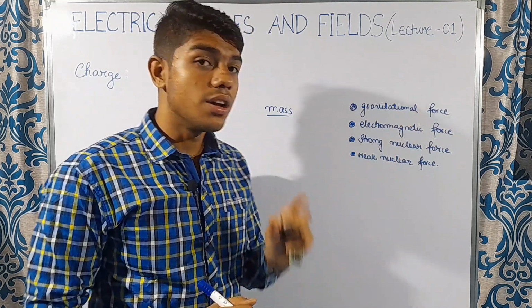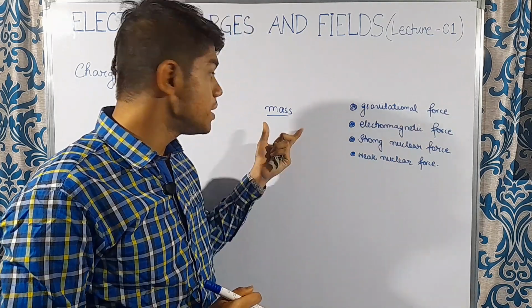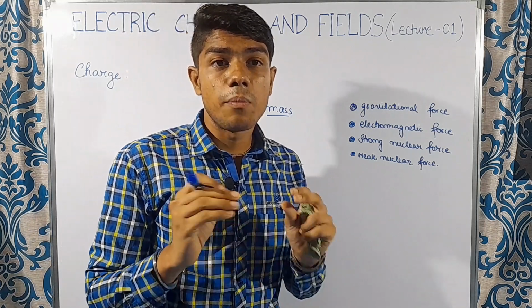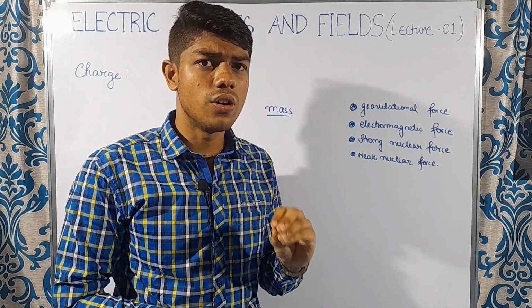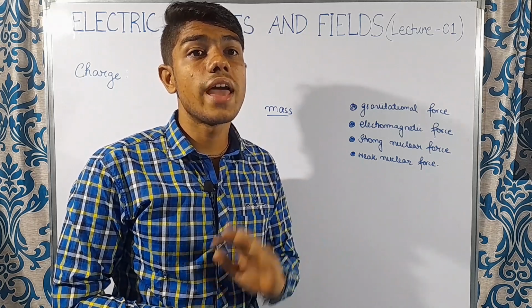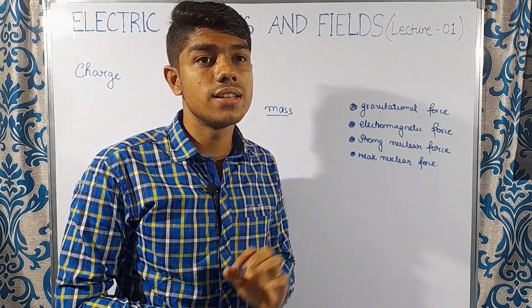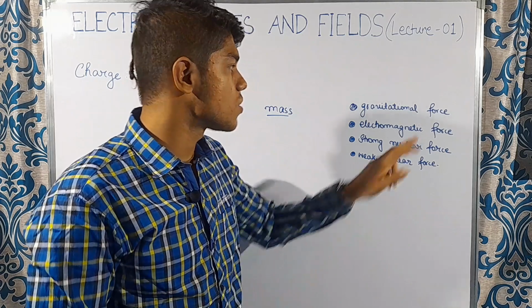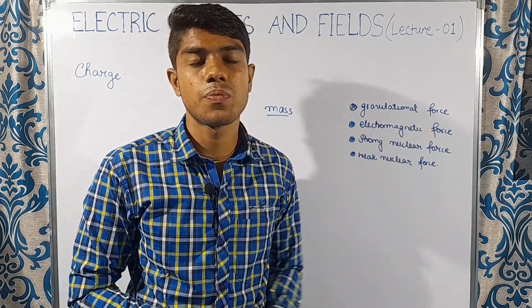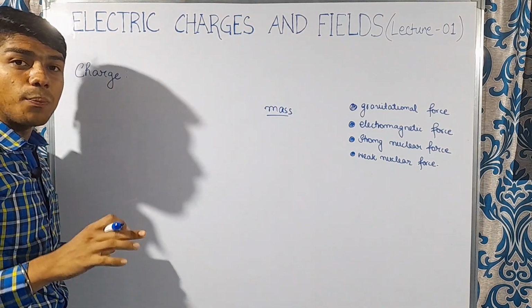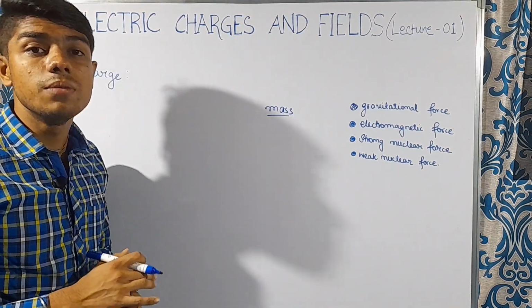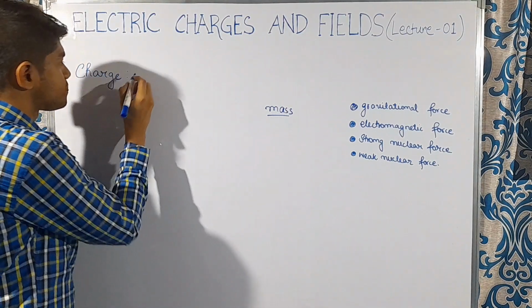So did you understand? Because of the presence of a property called mass in matter, any body or any matter is able to exert as well as experience an attractive force, which is called the gravitational force. Similarly, charge is also a property associated with the elementary particles of matter.